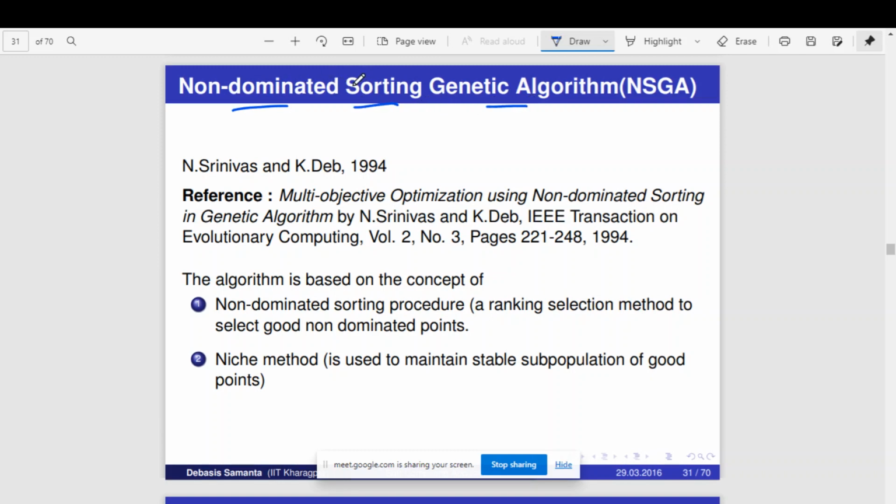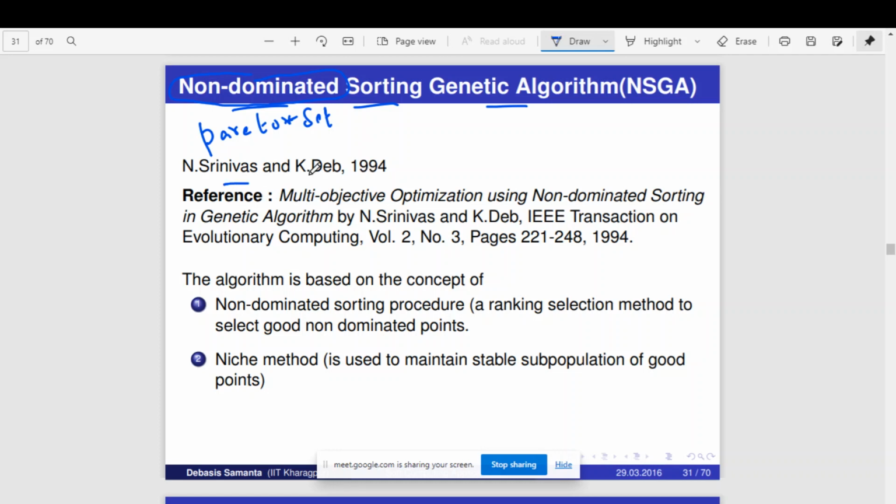Non-dominated sorting. Okay. So this term itself you can understand. Non-dominated means it is Pareto. So Pareto is otherwise called a non-dominated set. That's all, right? So a Pareto set is what? It is a non-dominated set. So it is a non-dominated sorting algorithm, meaning it is a Pareto-based sorting algorithm.